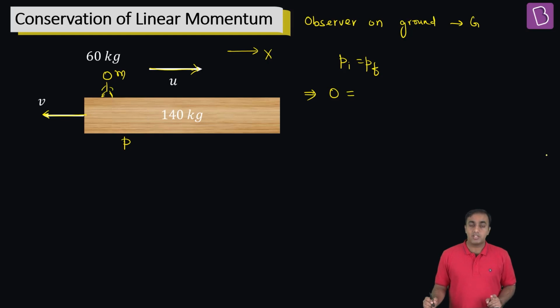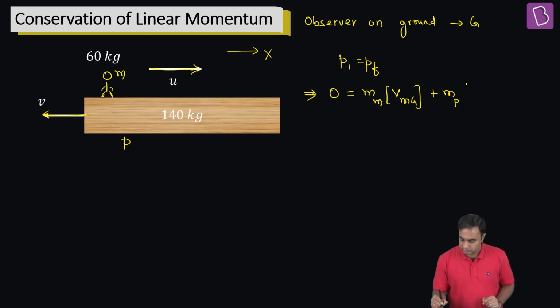I will consider all the velocities and the momentum along the x-axis to be positive and along the negative x-axis to be negative. In that case, let's look at the man's velocity. I want the mass of the man into the velocity of the man with respect to observer on the ground. That gives us the momentum. So what is the velocity of the man with respect to observer on the ground? I can write it as Vmg plus, now for platform, Vpg. This is the linear momentum of the platform with respect to observer on the ground.